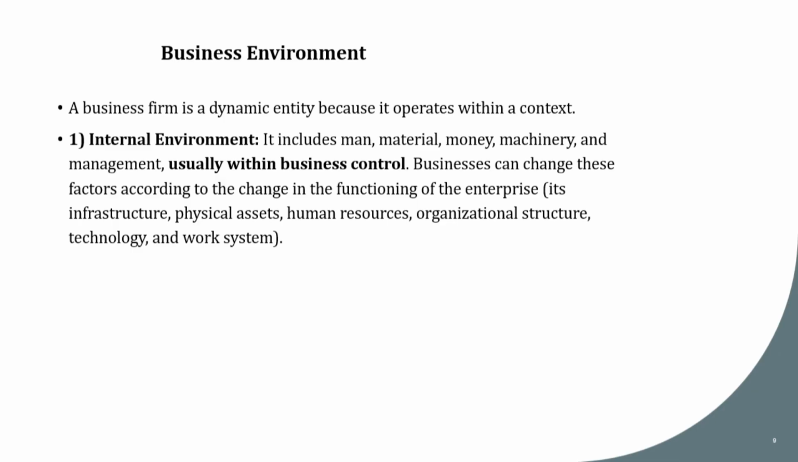So one of the contexts is the internal environment. Internal environment means within the firm. It includes man, material, money, machinery, management, usually within the business control. So business can change these factors according to the changes in the functioning of the enterprise: its infrastructure, its physical assets, human resources, organizational structures, technology, and work system. In short, the internal environment is within the control of that particular firm.